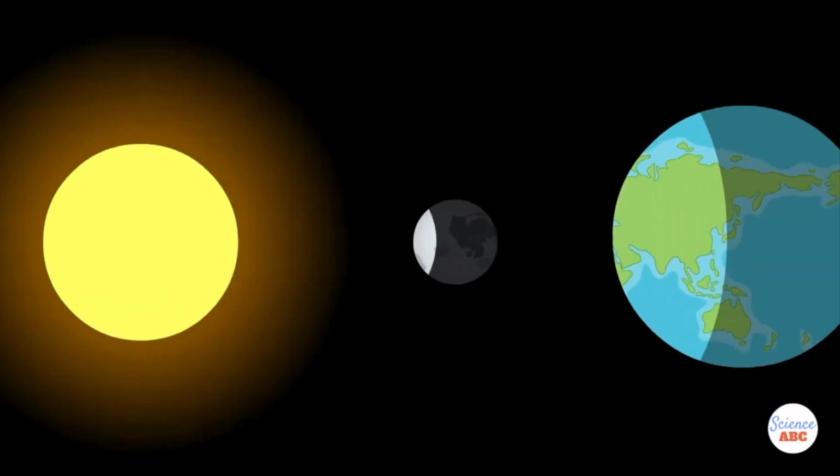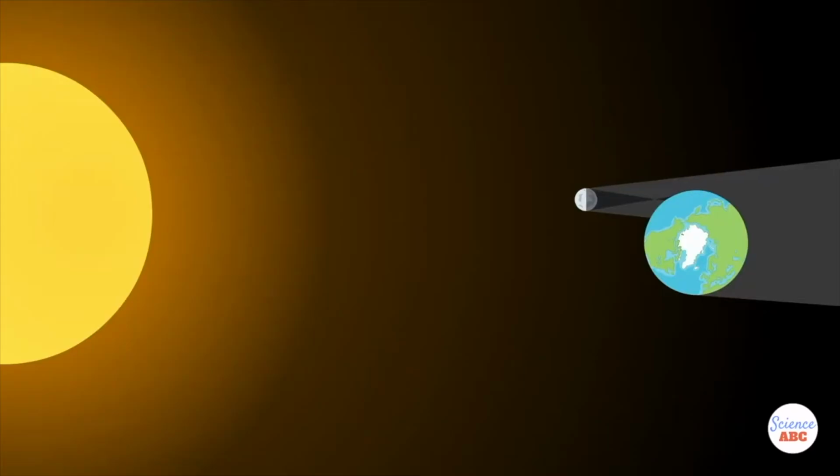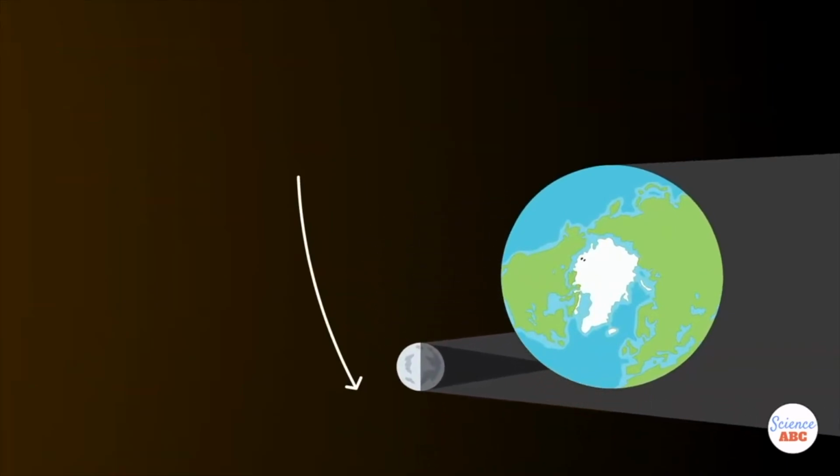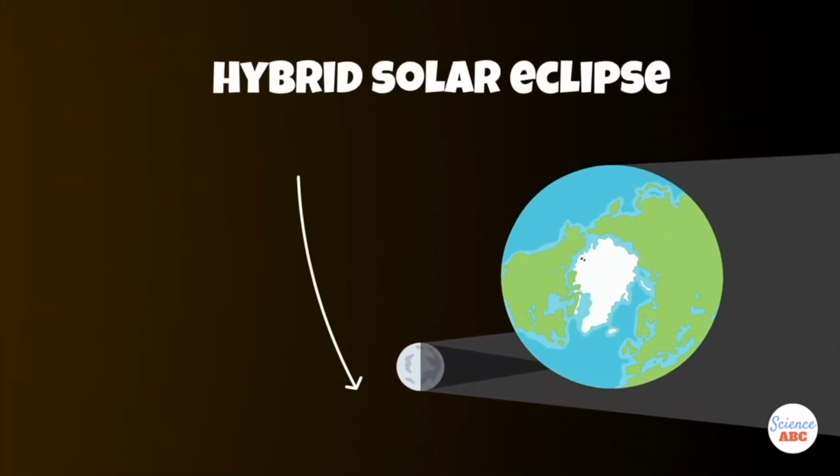The fourth type of eclipse is the rarest of all. When the moon's position between the sun and the Earth is so delicately balanced that Earth's curvature plays a role, we call it a hybrid solar eclipse.